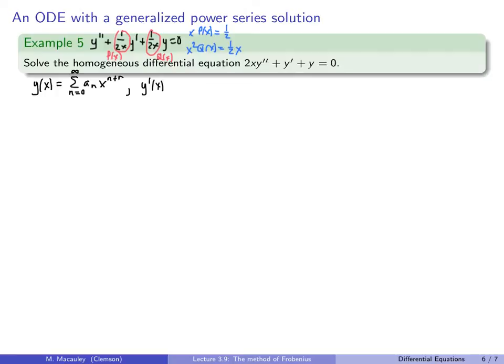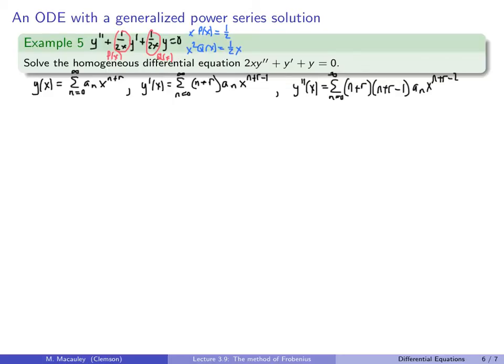y prime of x is going to be the sum of n plus r times an times x to the n plus r minus 1. And y double prime of x is going to be the sum from n equals 0 to infinity of n plus r times n plus r minus 1 times an times x to the n plus r minus 2. Okay, so now as before, we're going to plug these things back into our equation.